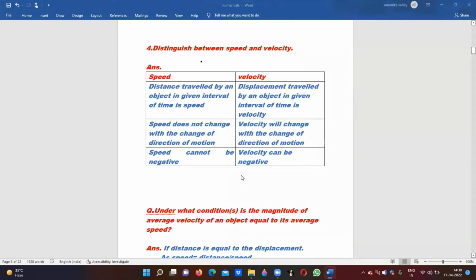Distinguish between speed and velocity. So we know speed is the distance traveled by an object in a given interval of time. And velocity is the displacement of an object in a given interval of time. We can also write speed is equal to distance by time, velocity is equal to displacement by time. Speed cannot be negative, but velocity can be negative, positive, or 0. Speed may be 0, may be a positive number, but never negative. The speed does not change with the change of direction of motion. Of course, the velocity can change with the direction of motion.